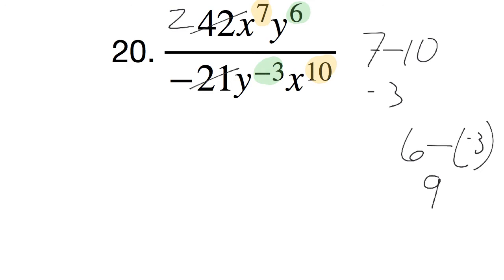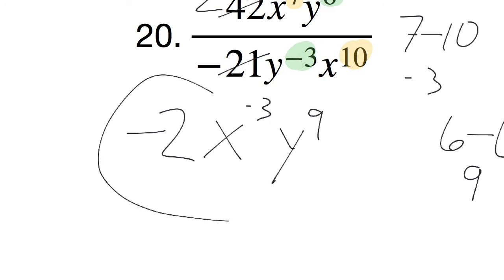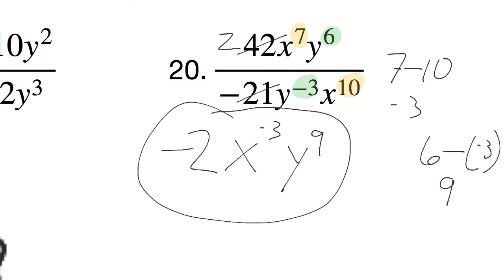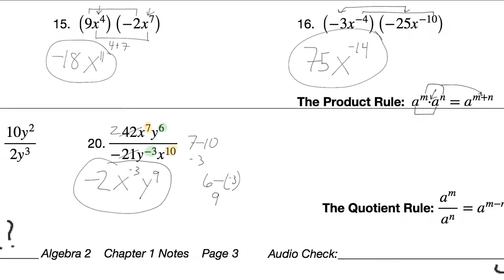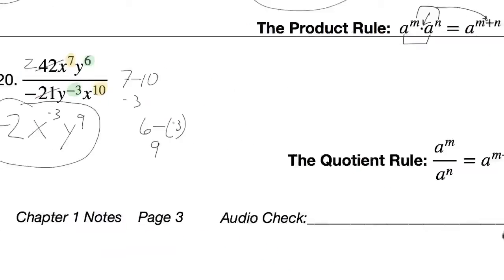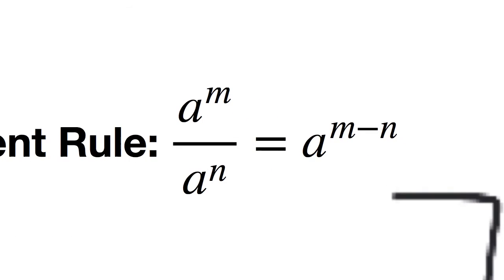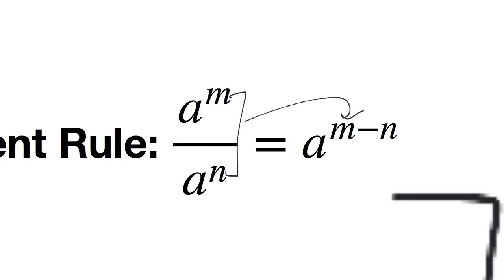So that means we're going to have negative 2 x to the negative 3rd power y to the 9th power. Now, sometimes the instructions will say make sure you use a negative exponent, or make sure you use a fraction, or don't use a fraction, or don't use a negative exponent, but since it doesn't specify, then we can just leave it that way if we want. That's the quotient rule. This is what it looks like in general. If you have two exponents that are being divided, that means you can subtract the exponents.